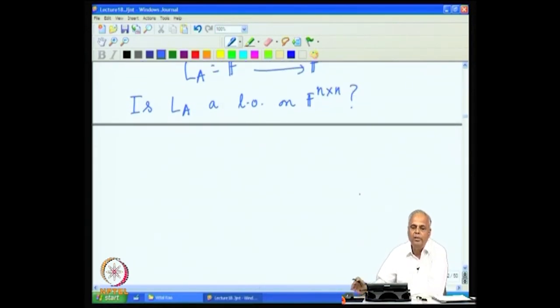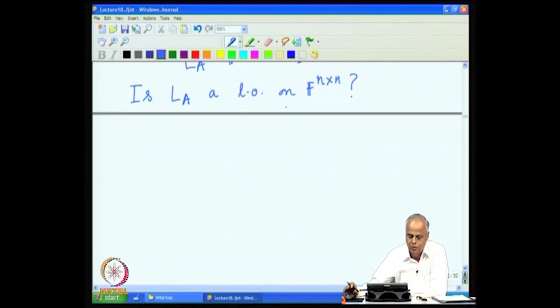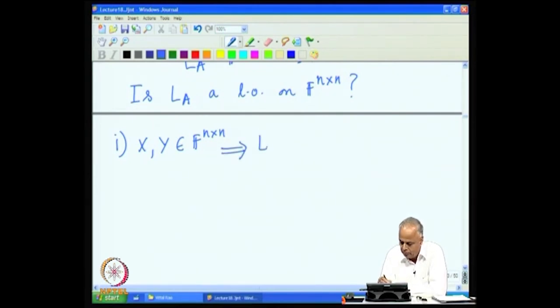Now, L_A will get qualified to be called a linear operator on F^(n×n) if it preserves the two basic things: it preserves addition and it preserves scalar multiplication. So, let us verify whether L_A does these two. If we have x and y in F^(n×n), these are the two vectors in the vector space, because we have chosen the vector space to be the vector space of all n by n matrices. By our definition, L_A of x is left multiplication of x by A, and L_A of y is left multiplication of y by A.